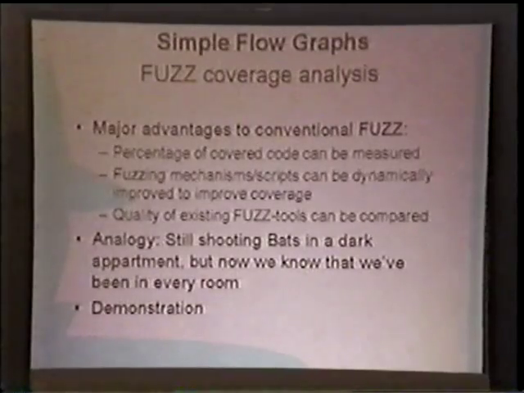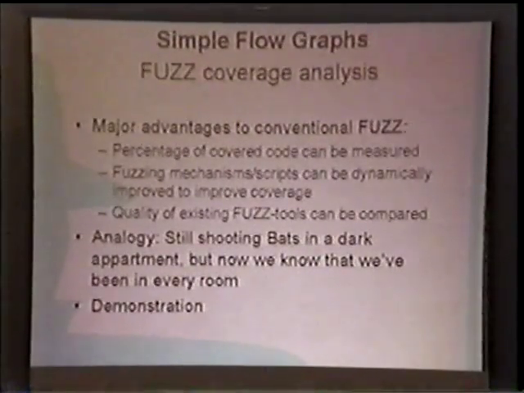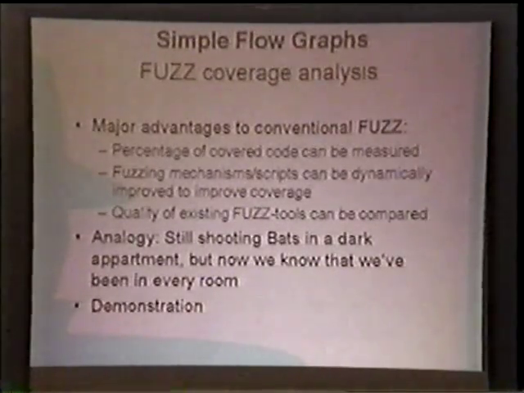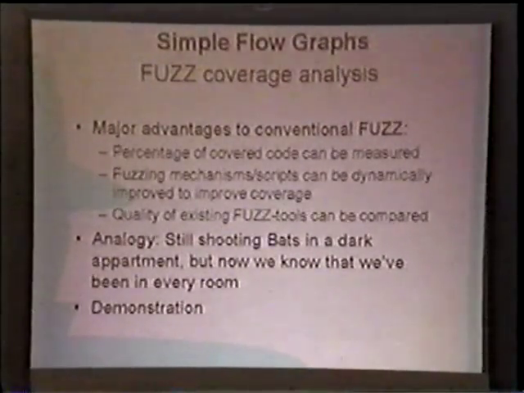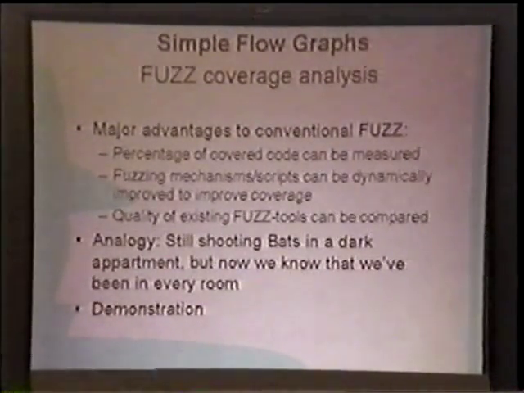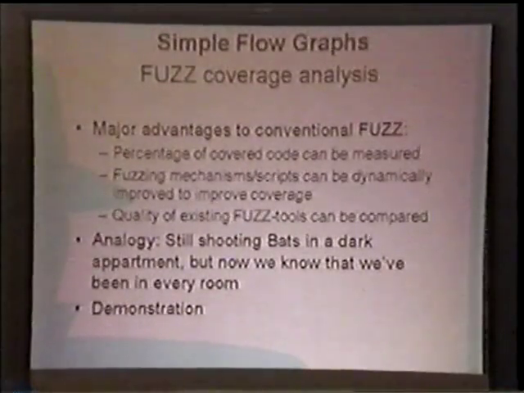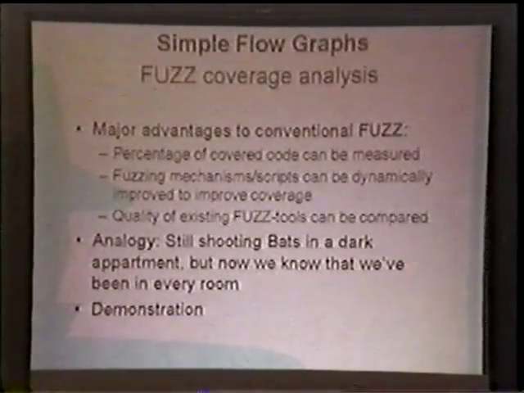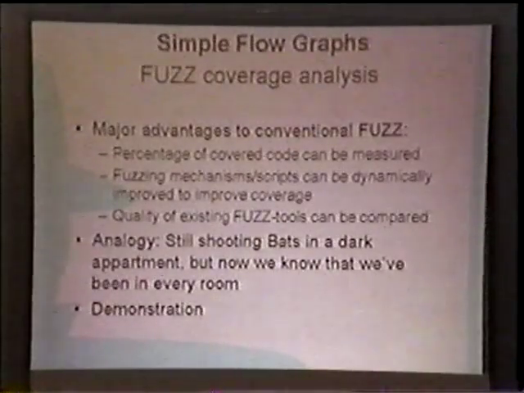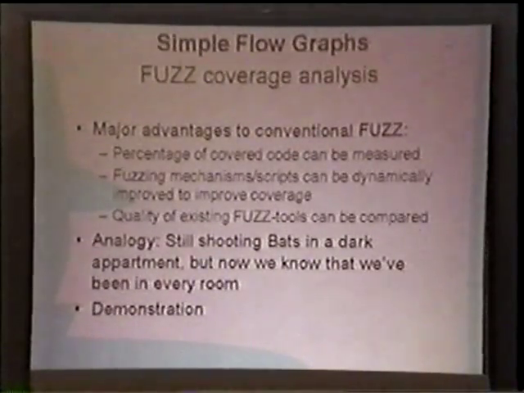So by looking at the flow graphs and the decisions being made in that graph, if you see the entire graph being blue and just one code path in it being white, you just look at the very beginning of the code path and you immediately know where to look in order to find why the branch wasn't taken. So you can adjust your fuzz tester in a way that it'll fuzz that part of the graph too. So the analogy is shooting bats in a dark apartment, but at least having a map of the apartment to know you've been in every room, so you don't stand in front of a wall all day.